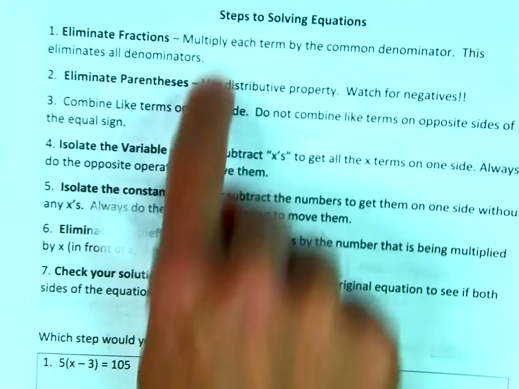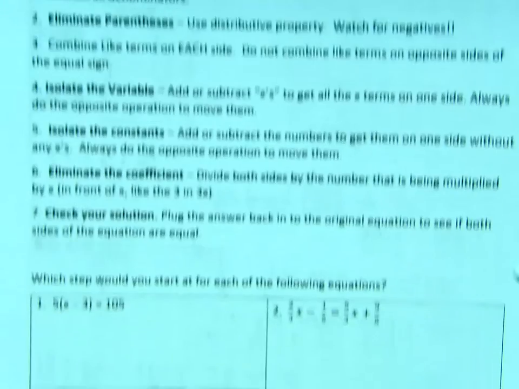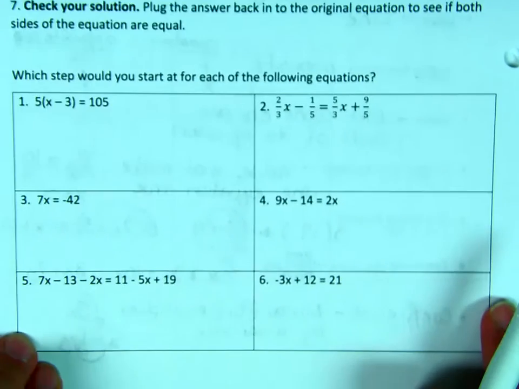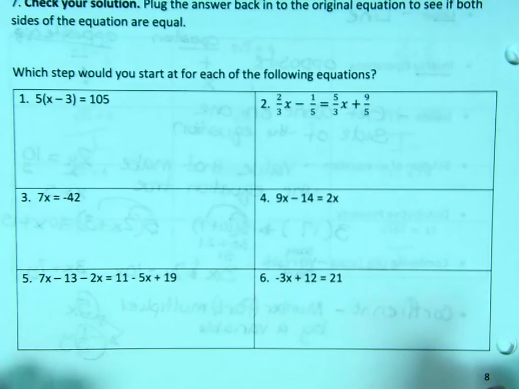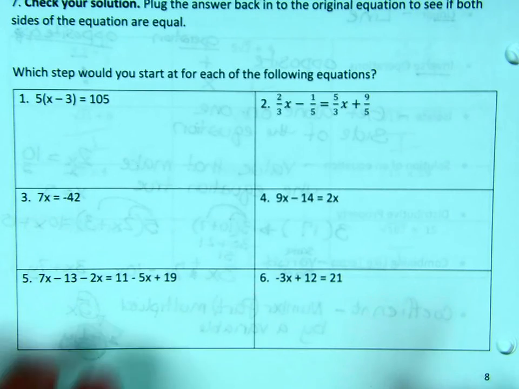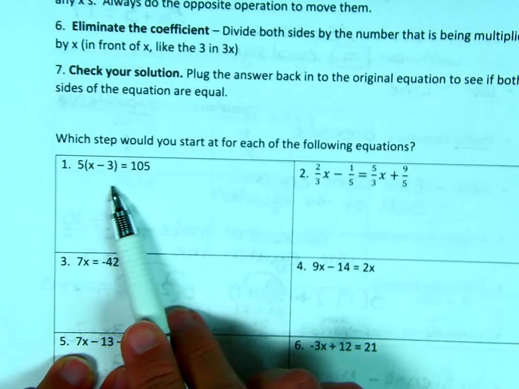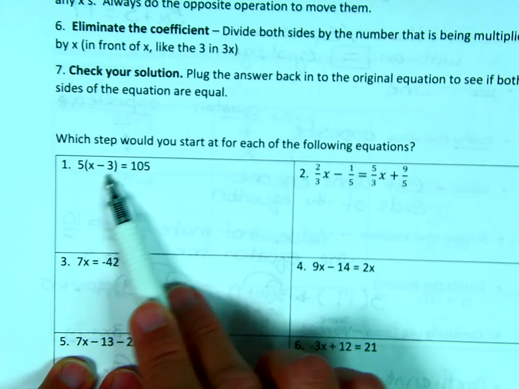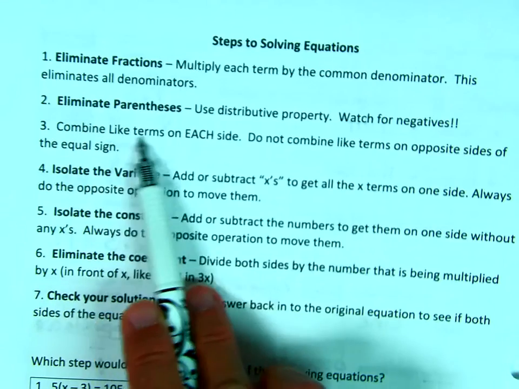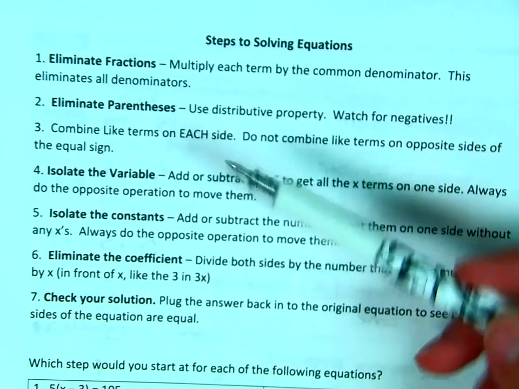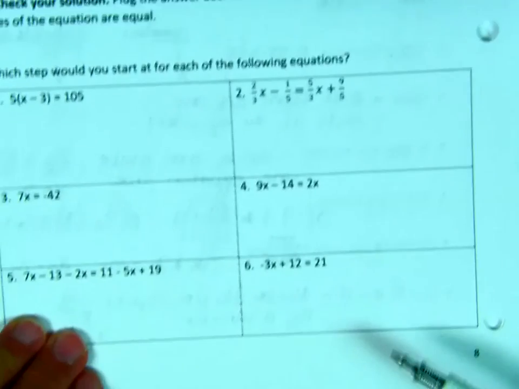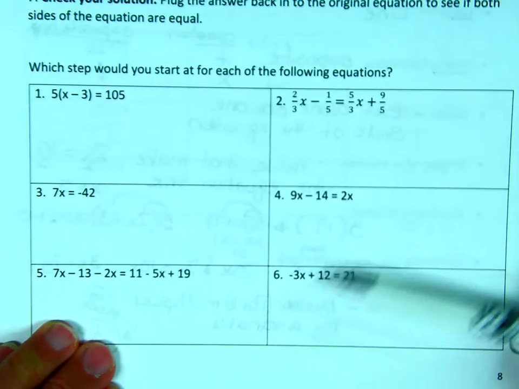So those are the steps, and part of your homework is going to be not to solve these, but to say what you would do first, referring to these steps up here. So for example, if I don't see any fractions here, I'm not going to say eliminate fractions. But I do see parentheses, so what would you do to get rid of the parentheses? So you have to say what step you would be at for each of these. And that's going to be your homework.